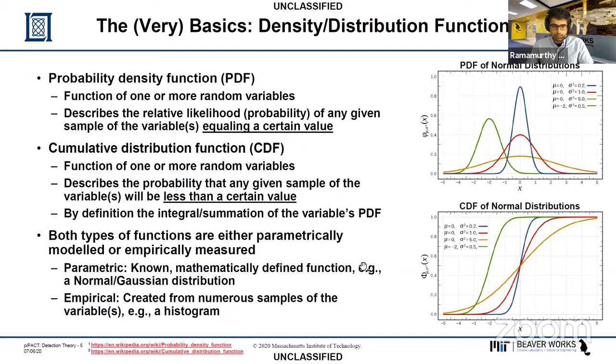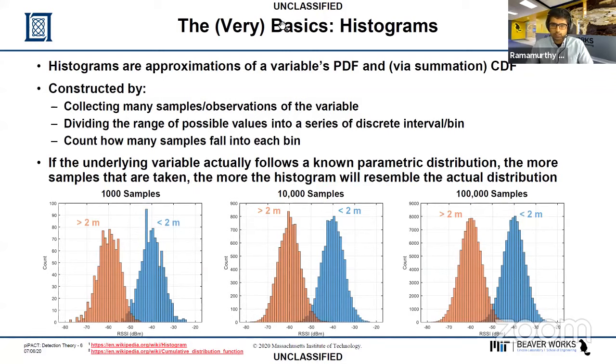Now, both of these functions can be modeled either parametrically, i.e. by a closed form formula. And if you look up on Wikipedia or whatever, you'll find closed form versions of both the PDF and the CDF for normal distributions. But we can also empirically measure them, and we'll show you how later. Basically, you're just observing that random variable numerous times and counting how many times a value occurs, and that becomes the likelihood of it occurring. All right. So now that I led into the empirical part of it.